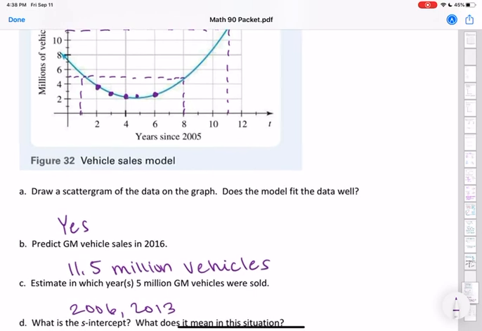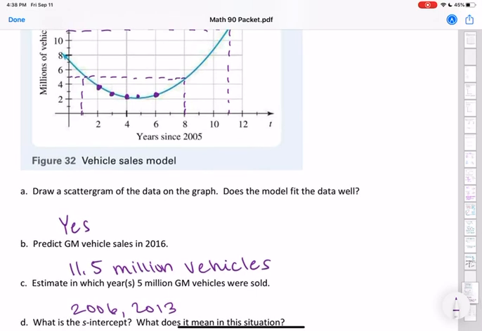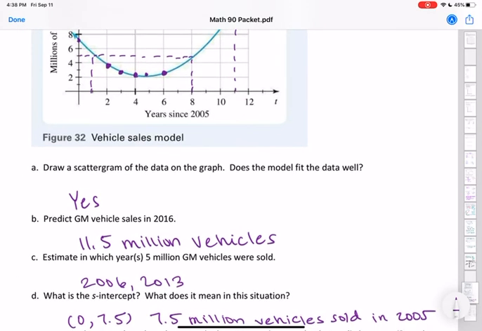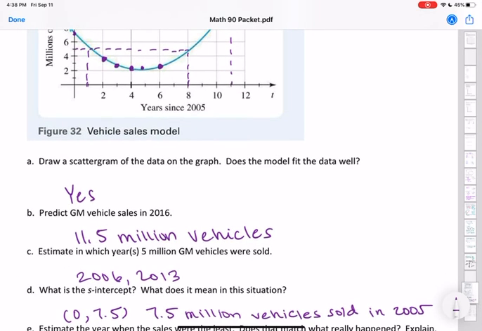All right, next, what is the y-intercept and what does it mean in this situation? So if you look at your graph, it's 6, the dash is 7, anywhere between like 7.1 and 7.6 or 7 would be good. I'm just going to go with 0, 7.5, which would mean that 7.5 million vehicles were sold in 2005, since it's 0 years since 2005.